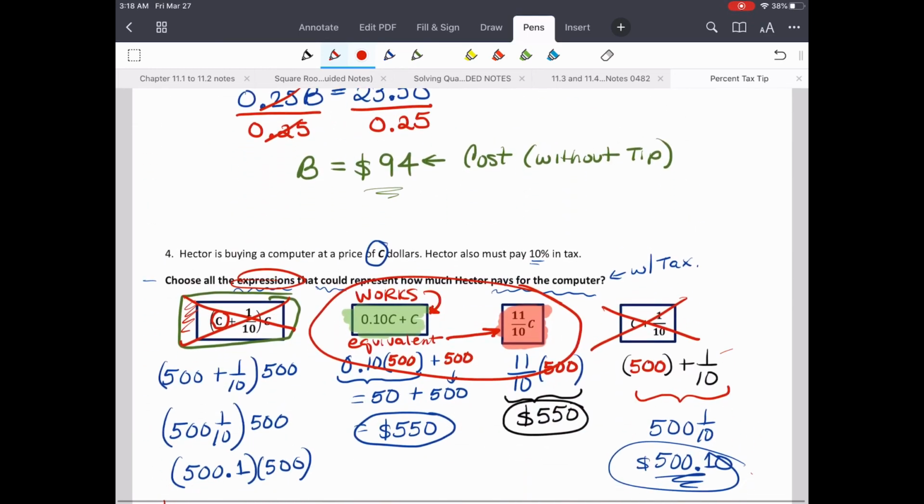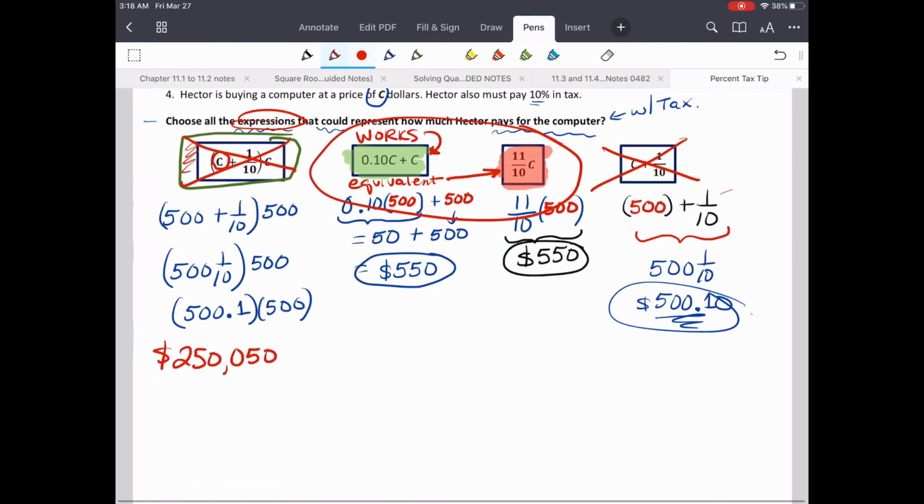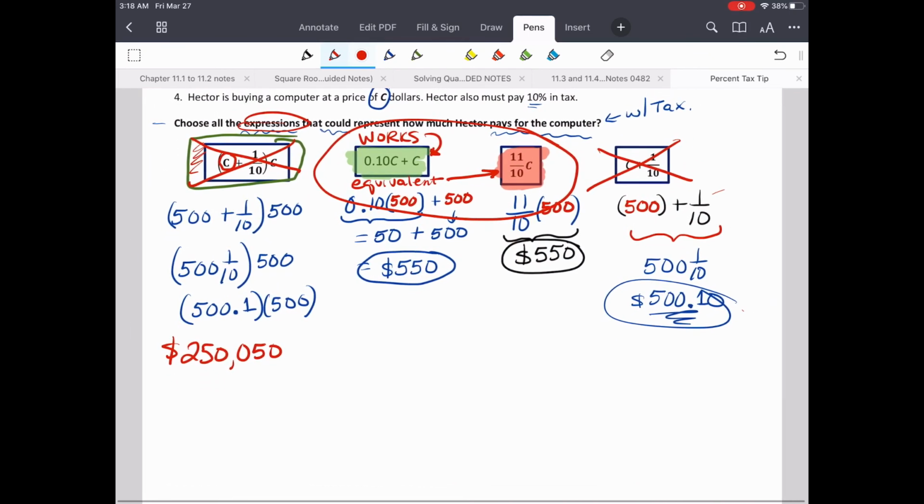And like I was talking about here, when you encounter those problems, when you're wondering whether it's equivalent or not, just solve them. Solve all the possible solutions and see how they turn out. If they turn out to be the answer you got to begin with, then they have to be equivalent. If they come out to be something different, like this one, $500.10, which is not enough tax at all.